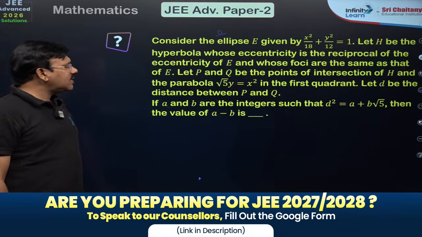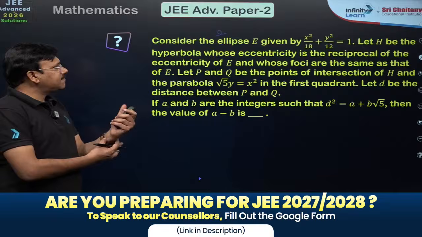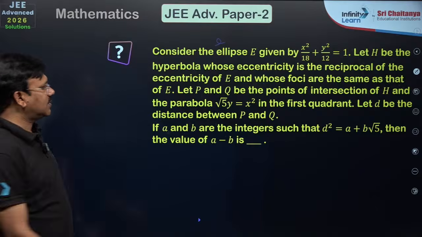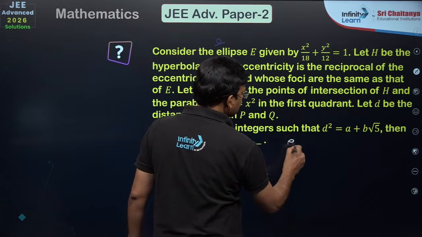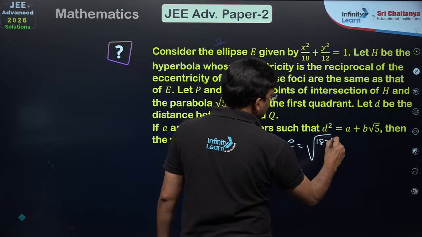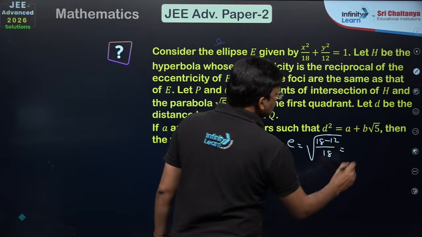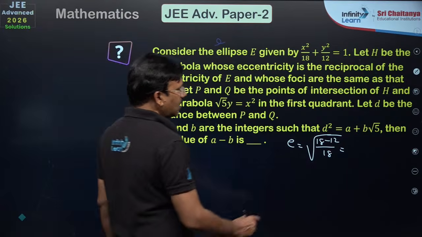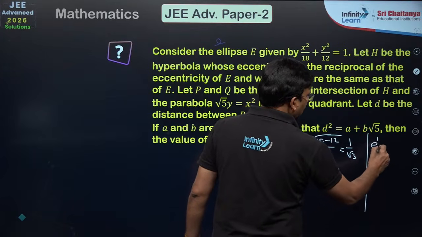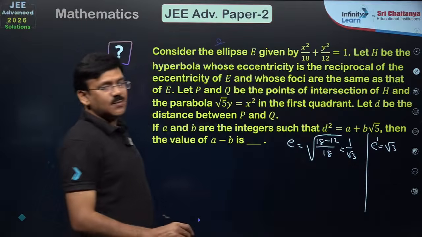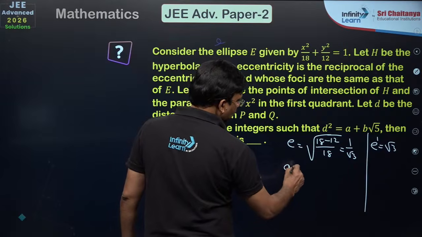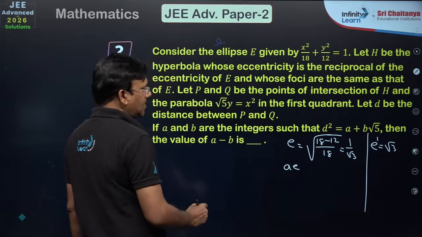Then next, friends, you see this question: consider the ellipse E given by this and let H be the hyperbola with the reciprocal eccentricity. For this ellipse, what is the eccentricity? E is root of b square minus a square by b square, which is going to be 6 by 18, 1 by 3, so e is 1 by root 3. And hence for the hyperbola the eccentricity is its reciprocal, so root 3. Then next, the foci are plus or minus AE.